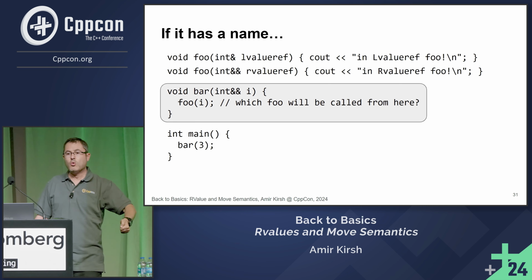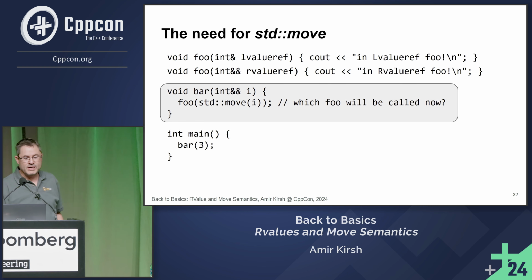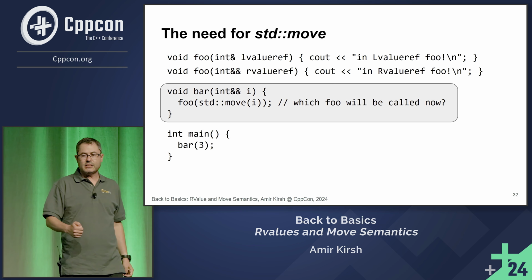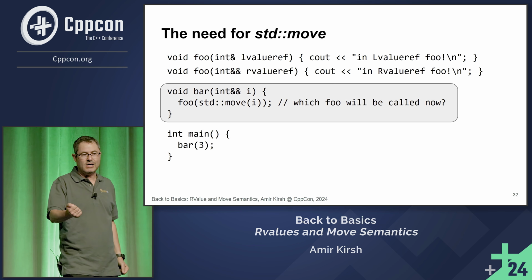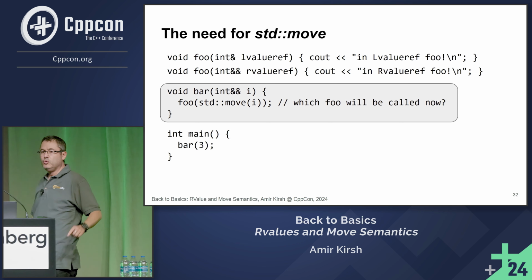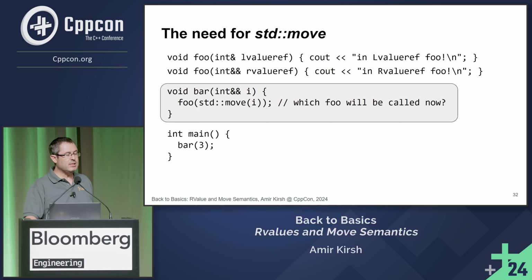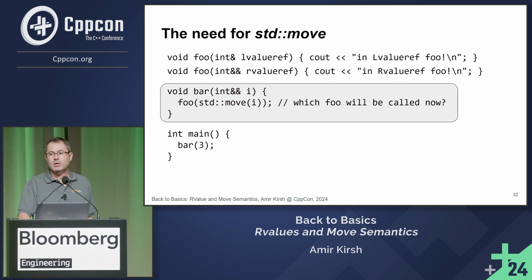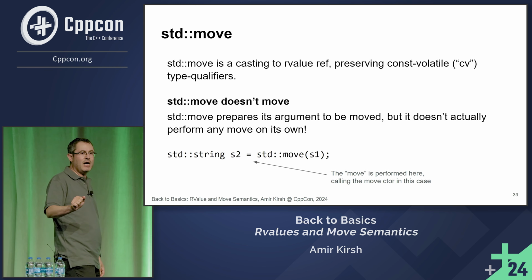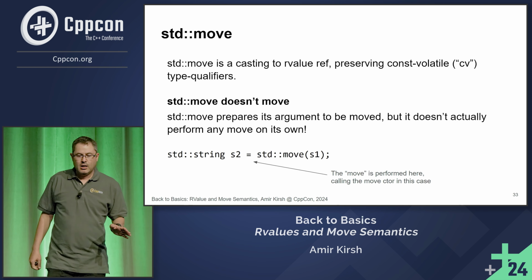But if I do want to call the Rvalue case, then move it. And there is a function called std::move. std::move asks the compiler, can you please cast this thing to an Rvalue? Because I want to reach the Rvalue version. And this is the reason for std::move, because in some cases, yeah, I want you to be an Rvalue. So I cast you to an Rvalue. So std::move is a casting to Rvalue reference, preserving const volatile. If you were const, you will still be const. If you're volatile, you will still be volatile.